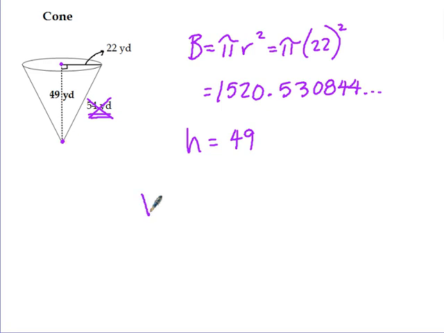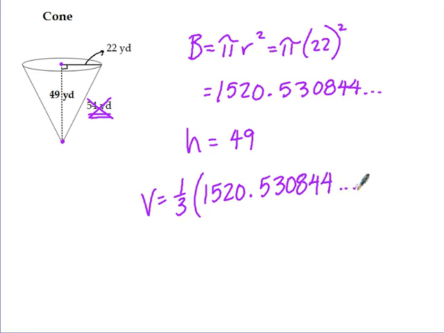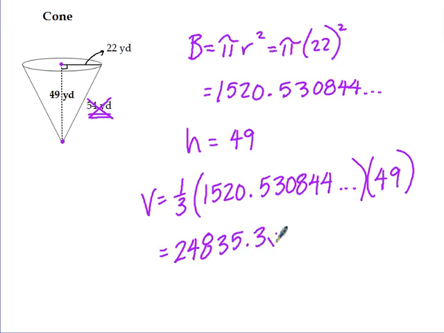So now volume, 1/3 times that 1,520, and again that's using calculator pi, not 3.14, but you can use 3.14 if you want, times our height, which is 49. When you plug all that into the calculator, you should get 24,835.3, and then that's going to be cubic yards, or yards cubed. So again, just like with the prisms and the cylinders, it's the same thing, only now we have a 1/3 in front of it.